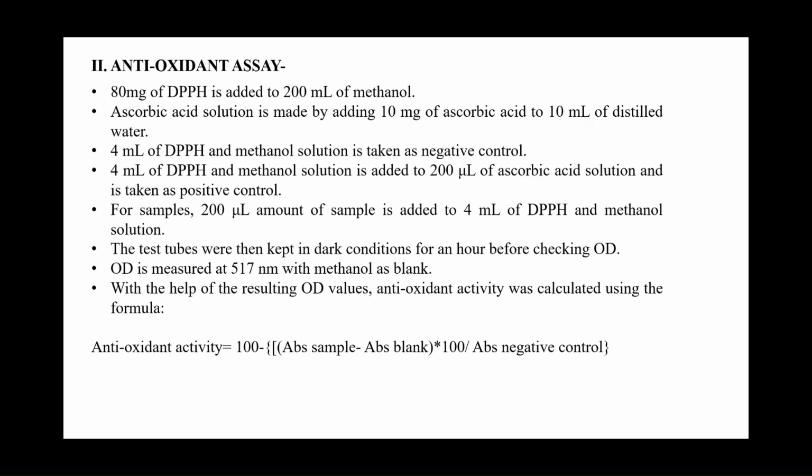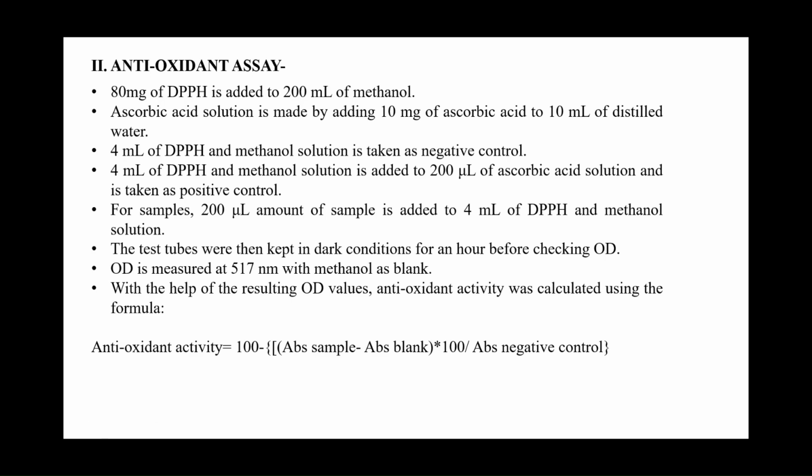So coming to the antioxidant assay, this is the second response, R2 response. In this, we took 80 mg of DPPH that is added to 200 ml of methanol. Then ascorbic acid solution is made by adding 10 mg of ascorbic acid into 10 ml of distilled water. Then 4 ml of DPPH and methanol solution is taken as negative control. Then 4 ml of DPPH and methanol solution that is added to 200 microliters of ascorbic acid solution is taken as positive control. For samples, 200 microliters of sample is added to 4 ml of DPPH and methanol solution.